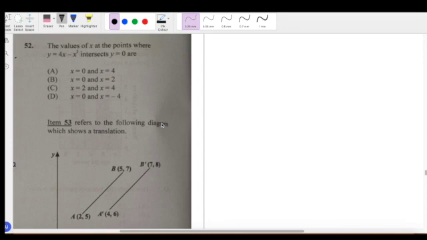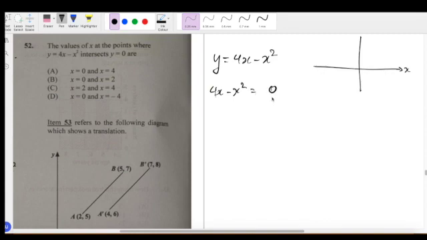Number 52. The values of x at the points where y is equal to 4x minus x squared intersects y is equal to 0 are what? The line y is equal to 0 is actually the x-axis. So when you intersect the x-axis, y is equal to 0. So 4x minus x squared is equal to 0. I could factorize this to give me x times 4 minus x is equal to 0. So I can see that x is equal to 0, and then I'll also have 4 minus x is 0, so x will be equal to 4. So x is 0 and 4, that is A.